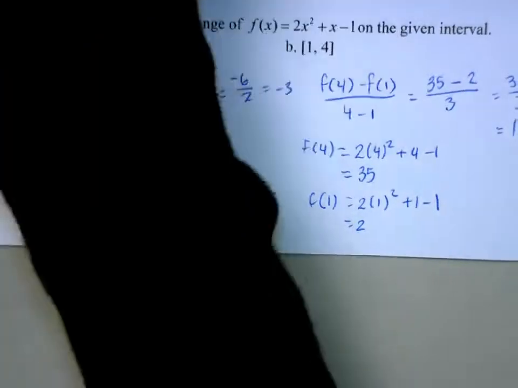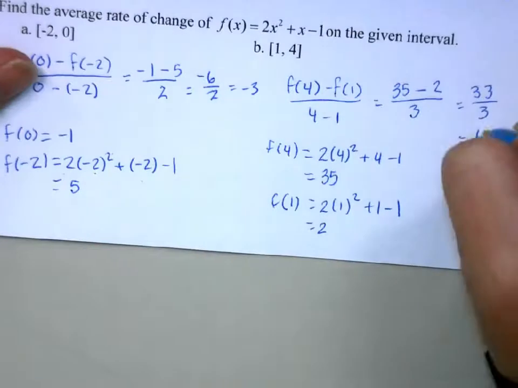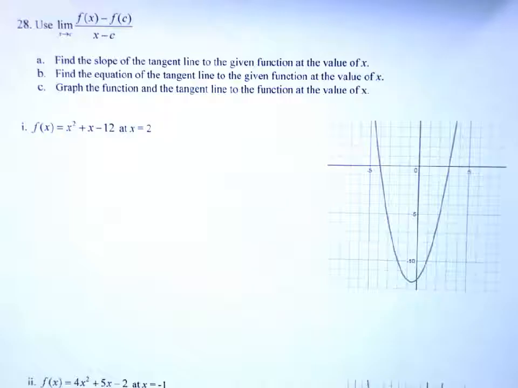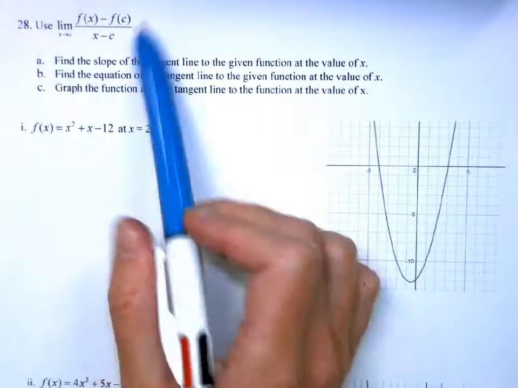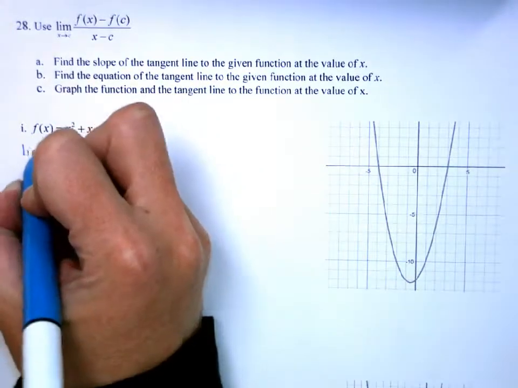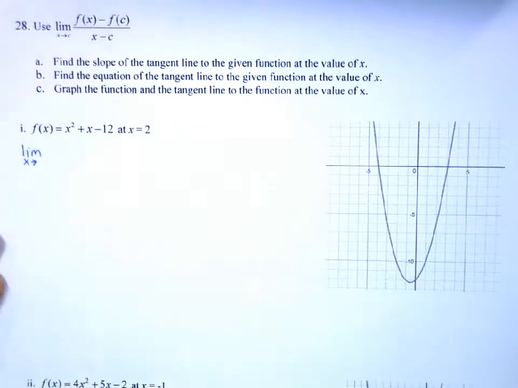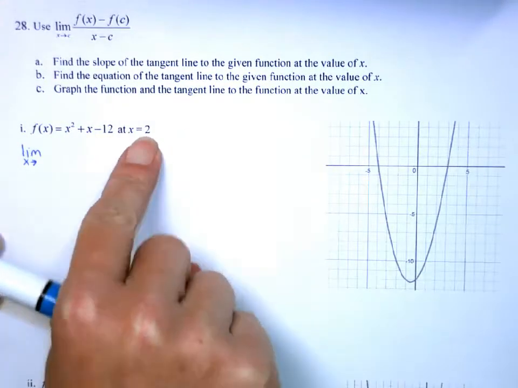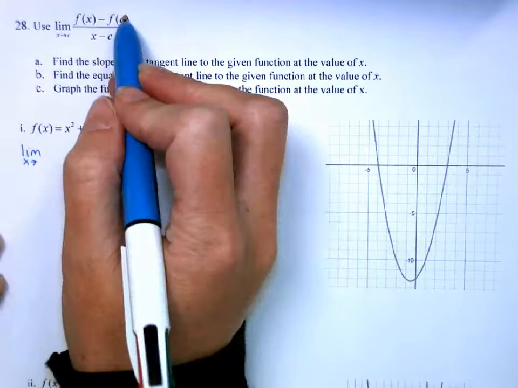So our next set of questions, we're going to be using this formula. So you will be given the formula. We're going to use that to find the slope of the tangent line, write the equation for the tangent line, and then graph the tangent line. Okay, so we're going to have the limit. Our c is going to be 2. So this c, and this c are 2. So x goes to 2 of f of x minus f of 2 over x minus 2.